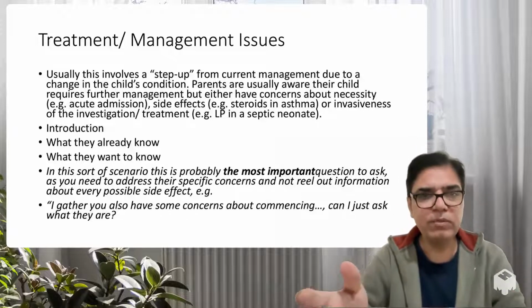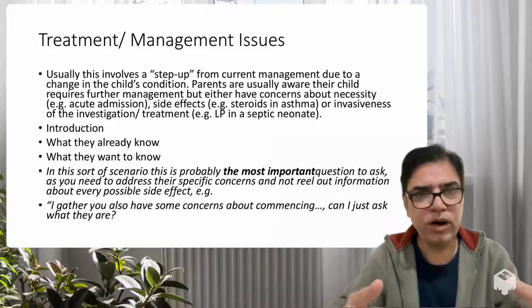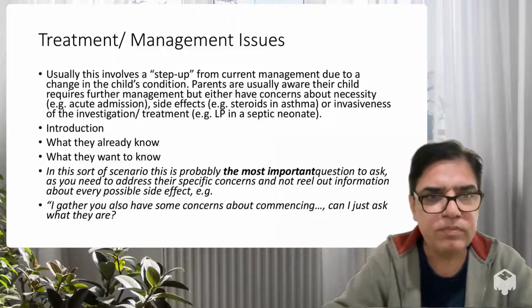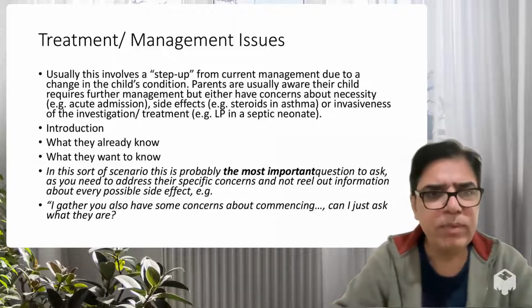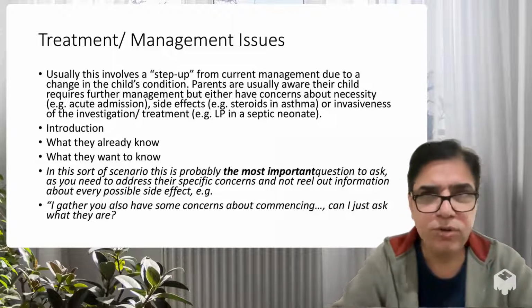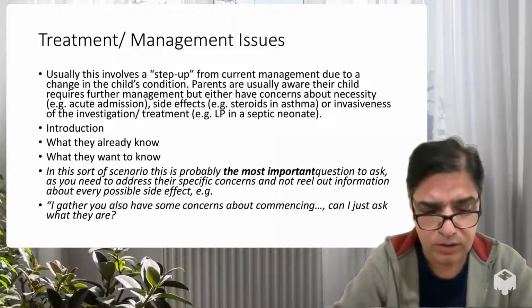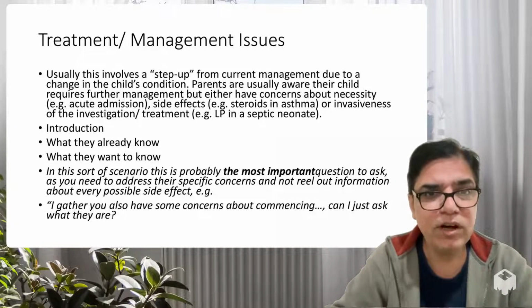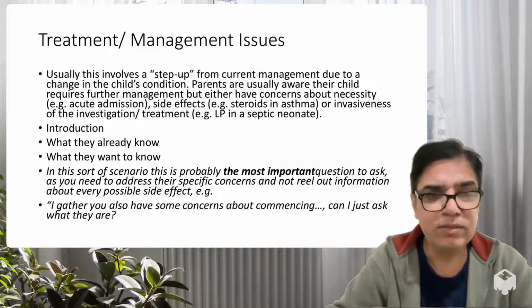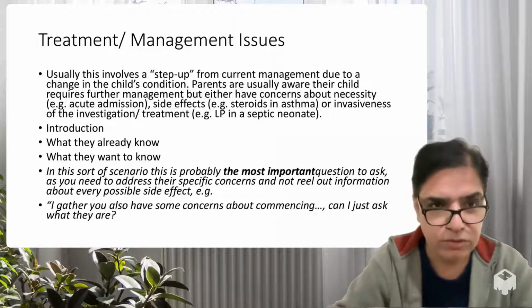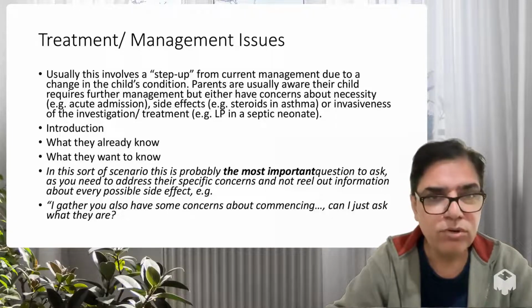And at the same time, you're trying to see what the bottlenecks in their treatment are, and then you try to address them. So again, if you're talking to the parents, you introduce yourself, but they already know about the child's condition. Let's say he's on some form of therapy, maybe an asthmatic child who's not doing well, and they already know that he's on this treatment. Then you say, okay, what do you want to know further about this?